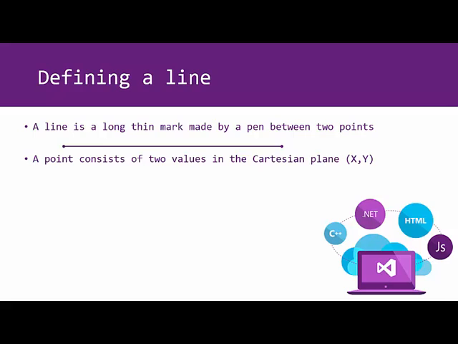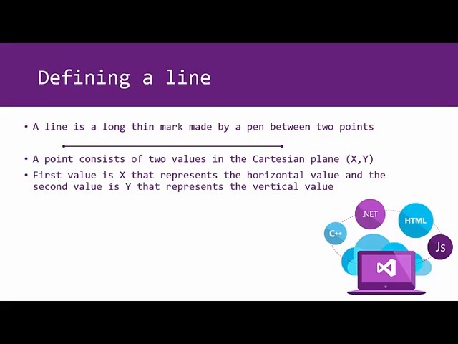A point consists of two values on the Cartesian plane, x and y, where the x value represents the value that goes from left to right and the y value represents the value that goes from up to bottom. For example, the first point has an x value of 1 and a y value of 2. The second point has an x value of 9 and a y value of 2. It should look something like this.